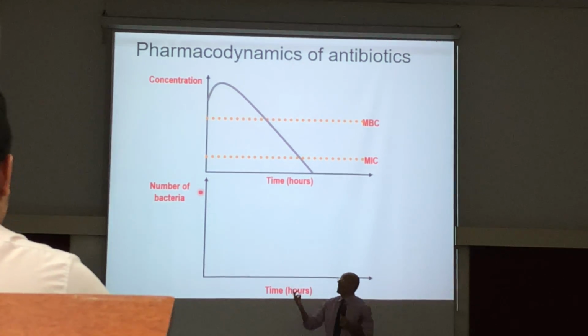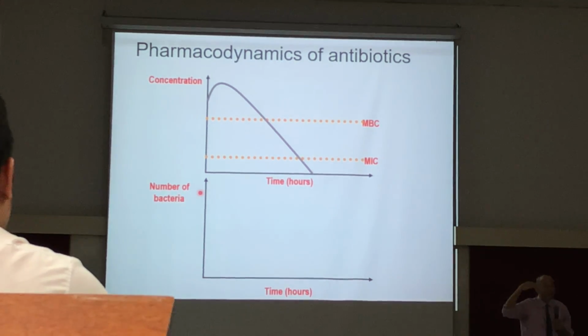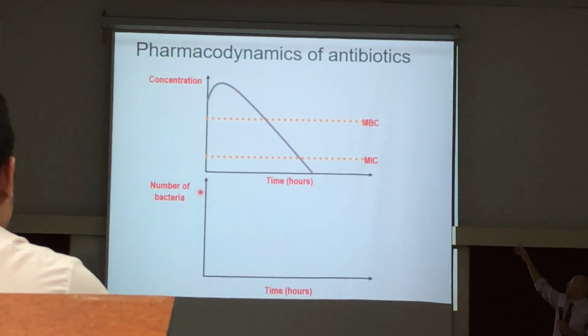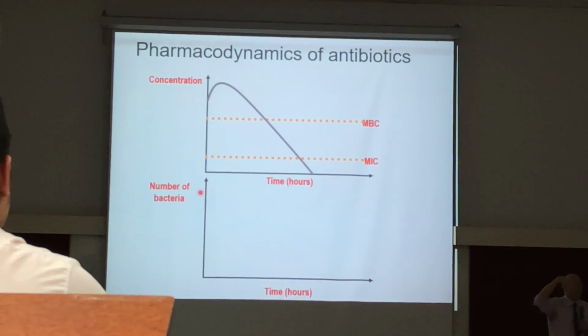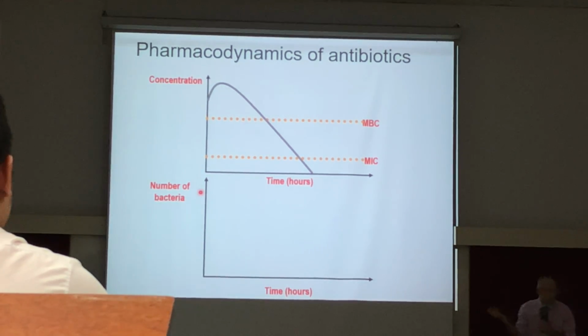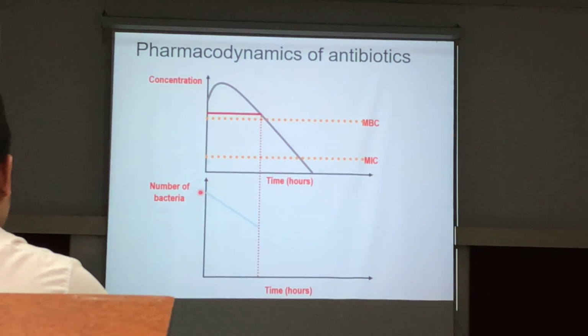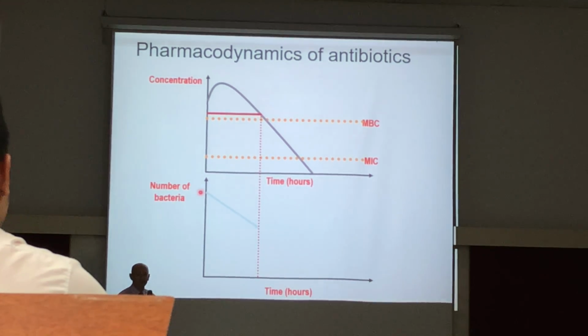Why steady state? I'm above the MBC, so the concentration is higher than the minimal bactericidal concentration. So if I kill 99.9% of the bacteria at the MBC, and I'm even higher, it means that they should be dropping down, right? And what about if I'm in between MBC and MIC? Steady? Why steady?